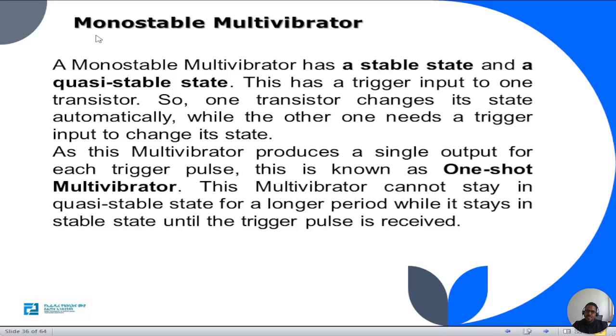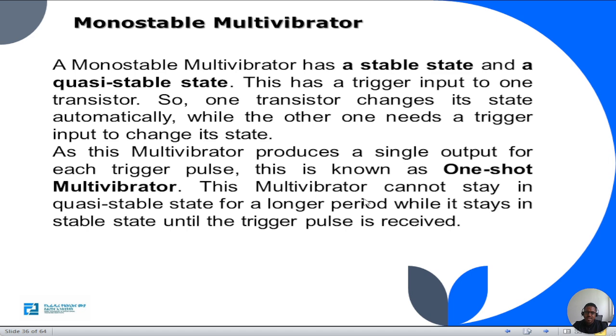Okay, the monostable multivibrator circuit has a stable state and a quasi-stable state. This has a trigger input to one transistor, so one transistor changes its state automatically while the other one needs a trigger input to change its state. As this multivibrator produces a single output for each trigger pulse, this is known as a one-shot multivibrator.